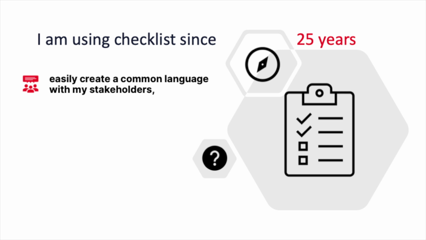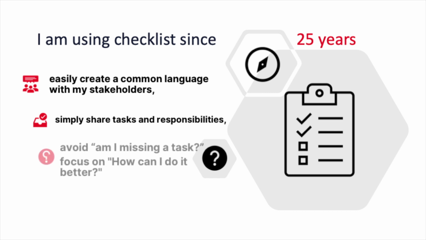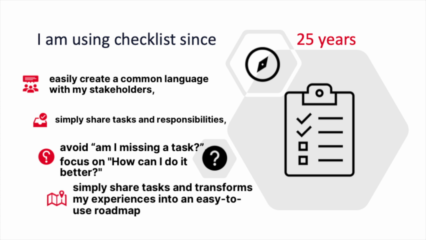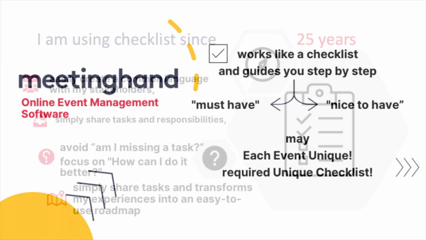Because it's the easiest way to create a common language with event stakeholders and partners to work in close coordination. It's the simplest way to share tasks and responsibilities with event stakeholders and partners. And I don't want to keep my head busy with the question of whether I'm missing a task. It's allowing me to focus on how can I do it better instead of what should I do. As I update my checklist, each event I organize transforms my knowledge and experience into an easy-to-use roadmap.